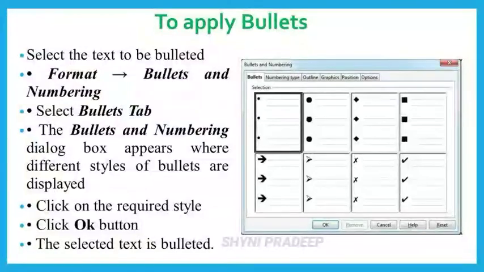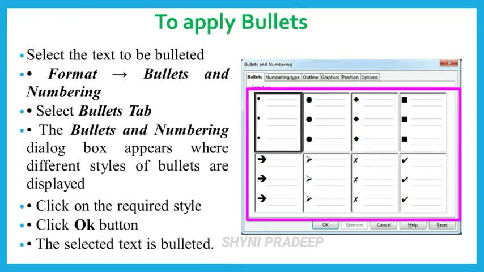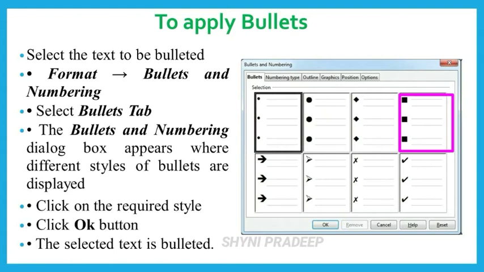To apply bullets, you have to select the text first. After that, click on the format menu, select bullets and numbering options. When you select this option, the bullets and numbering dialog box will display on your screen. In that dialog box, you have to select the bullets tab. There will be different styles of bullets available. You have to select the required style. After that, click OK button. Now the selected text is bulleted.